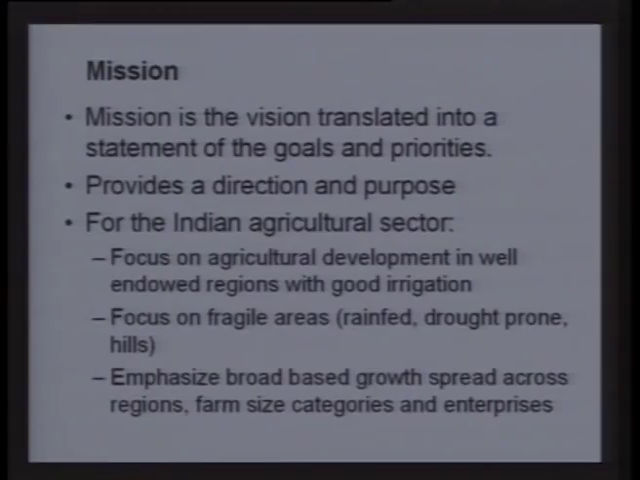So if you want to increase food grain production in the country, there may be three missions. Focus on the irrigated part, which are the well endowed regions. Second, we should concentrate on the rain-fed areas, where the resources are less. Or the third mission may be that the emphasis should be on growth in both parts, as the objective of the agriculture policy in India.